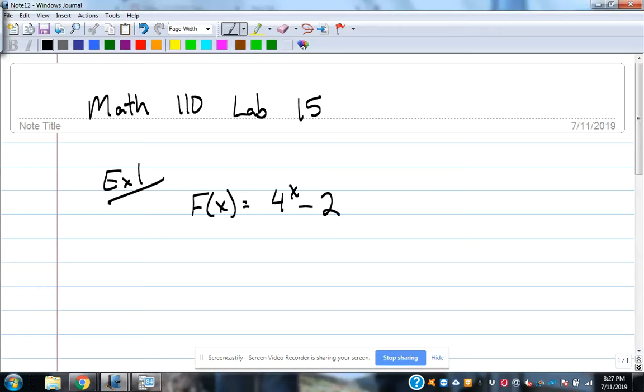This is lab number 15. Talk about the exponential function f of x equals 4 to the x minus 2.